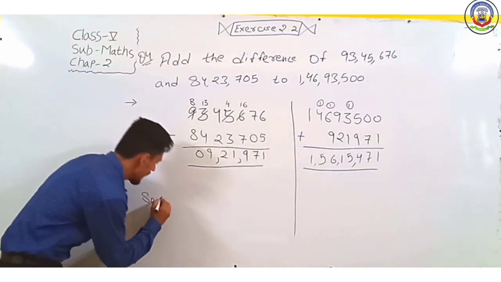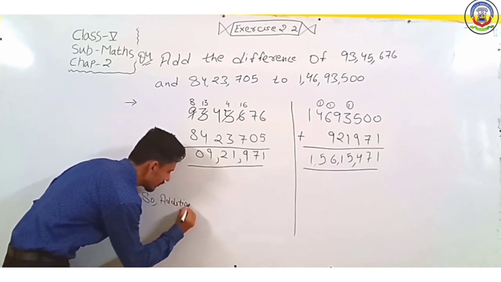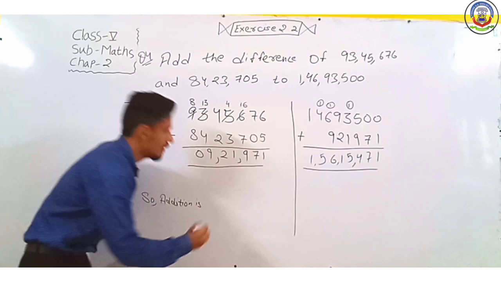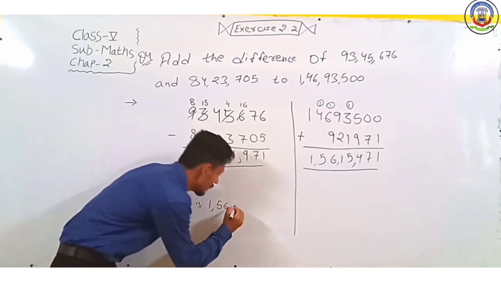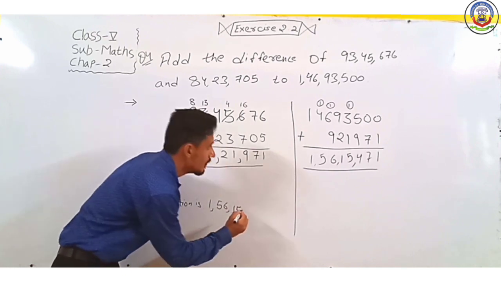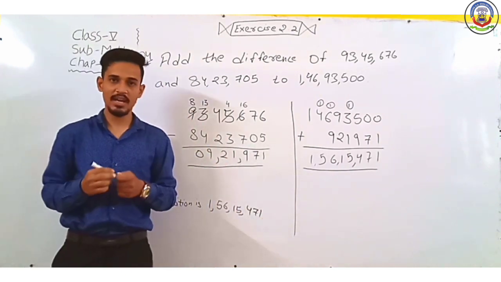so addition is 1 crore 56 lakh 15,471. Okay.